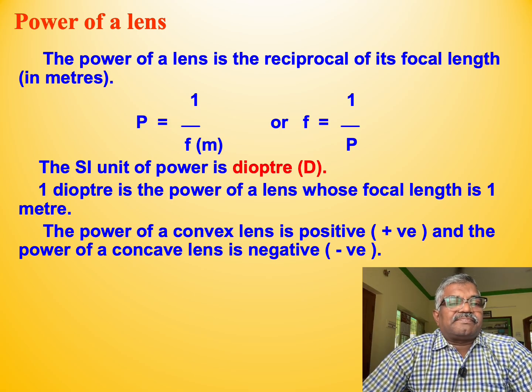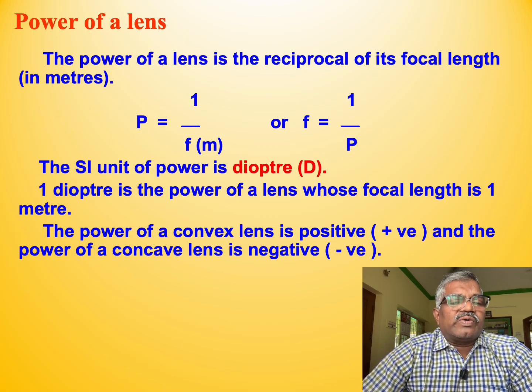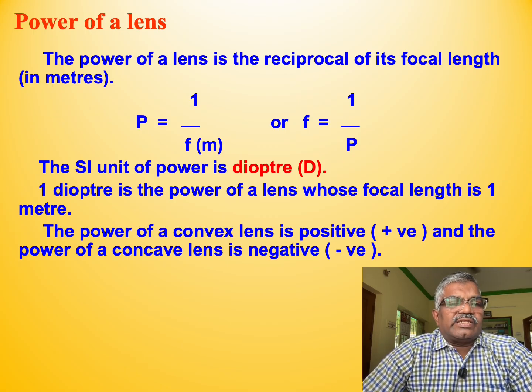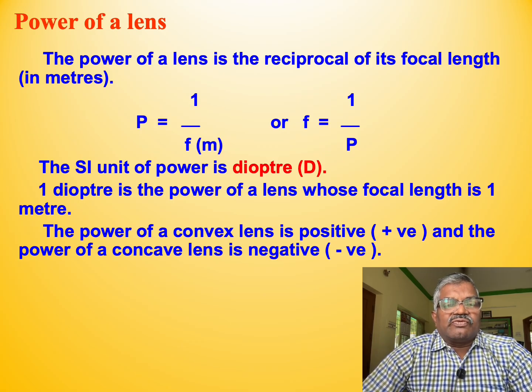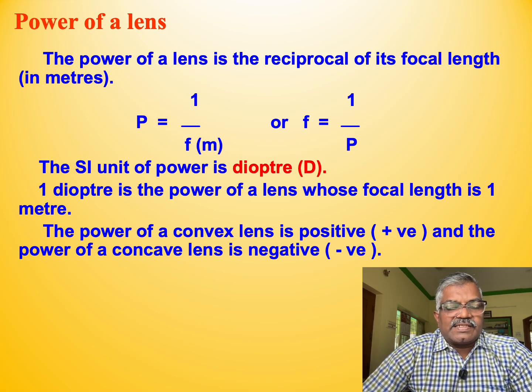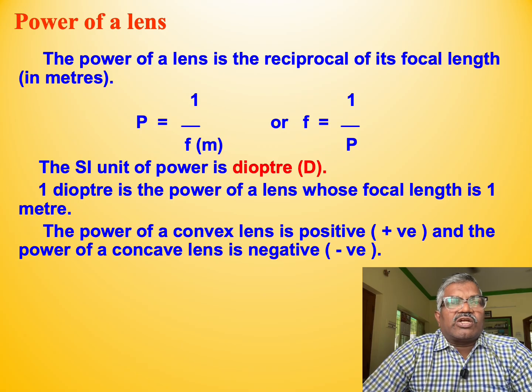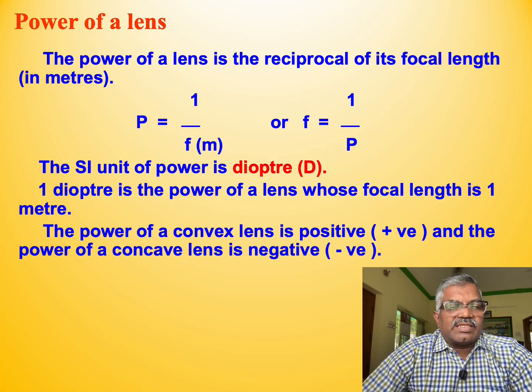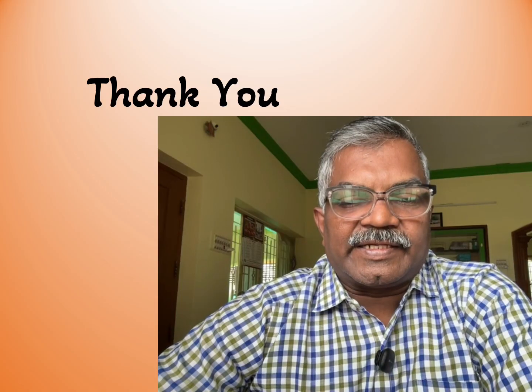And power of the lens. In lenses you must have heard about the power of the lens. Power of the lens P = 1/f, with f in meters. The SI unit of power is the diopter. 1 diopter is the power of a lens whose focal length is 1 meter. So, how much a lens can diverge and how much a lens can converge, that is the power of the lens. The power of a convex lens is positive and the power of a concave lens is negative.